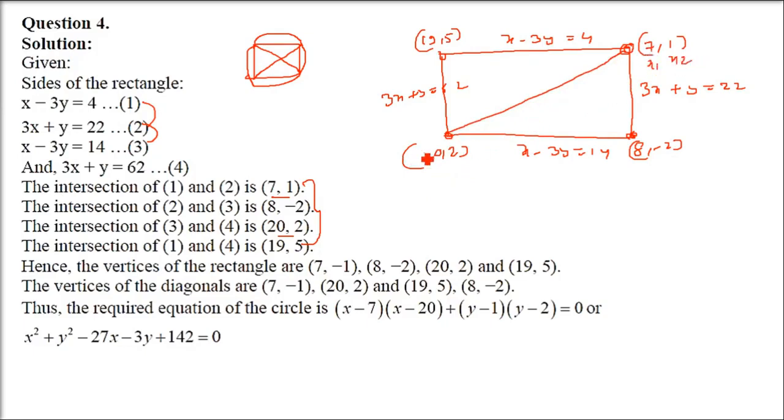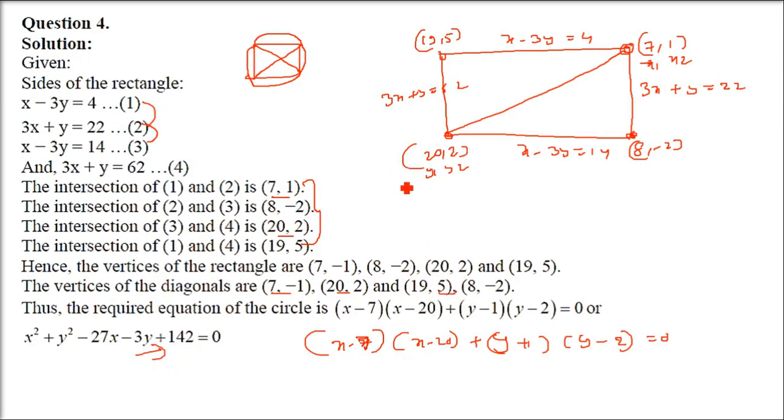That is, these 2 points, you take x1, y1 and x2, y2. So you get x minus x1, which is x minus 7, x minus x2 is x minus 20, and then y minus y1, which is y minus 1, and y minus y2, which is y minus 2. So just solve it, you will get this equation.